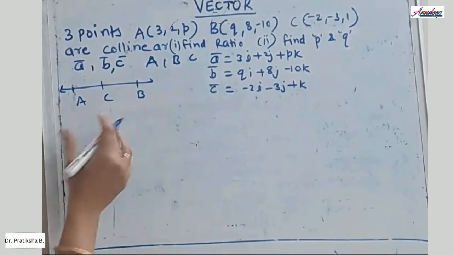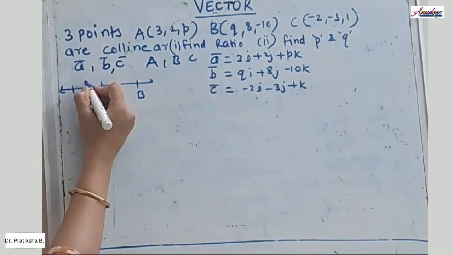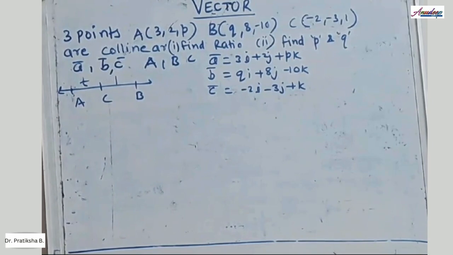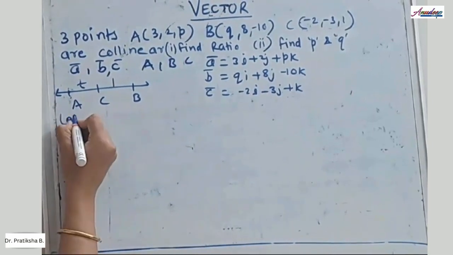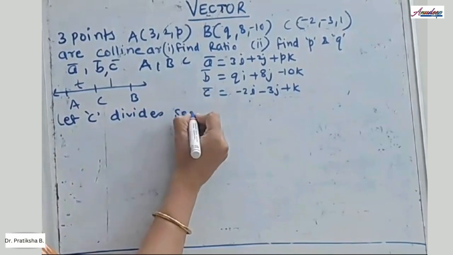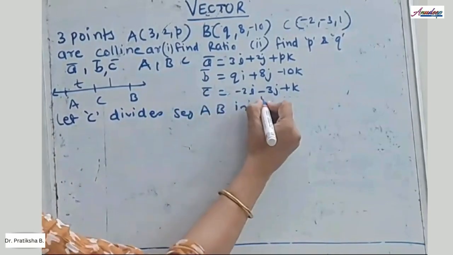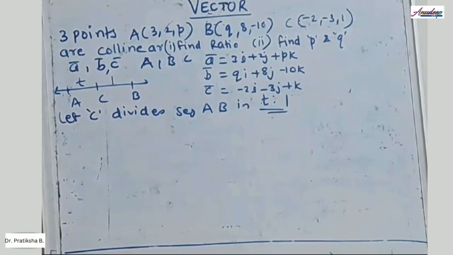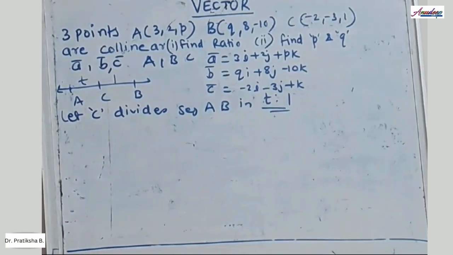So if we assume C is between A and B, we need to figure out in what ratio it is dividing the line segment AB. So let me assume that C is dividing. So let us write, let C divide segment AB in the ratio T as to 1. This is what we are assuming. And we will find out the value of T so that we will know in what ratio C is dividing the line segment AB.